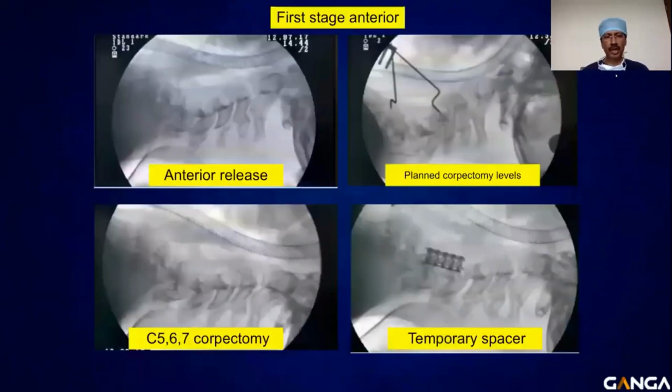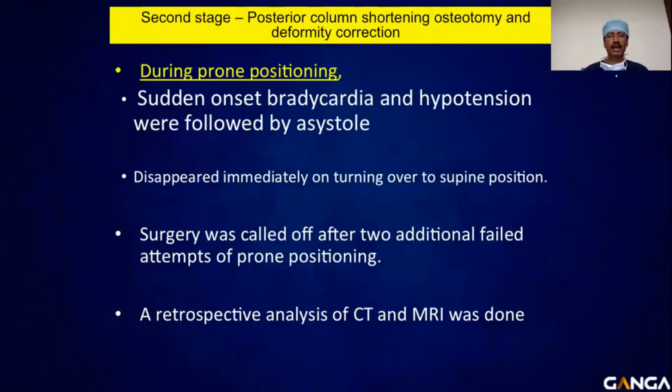Subsequently, we did a first stage anterior surgery where there was an anterior release, a corpectomy was done, a temporary spacer was placed, and then the drama started. In the second stage on the same day, we planned to do a posterior column shortening osteotomy and deformity correction. So the patient was placed prone, and immediately, over a period of 1 to 2 minutes, there was a slow and sudden onset of bradycardia and hypotension followed by complete asystole.